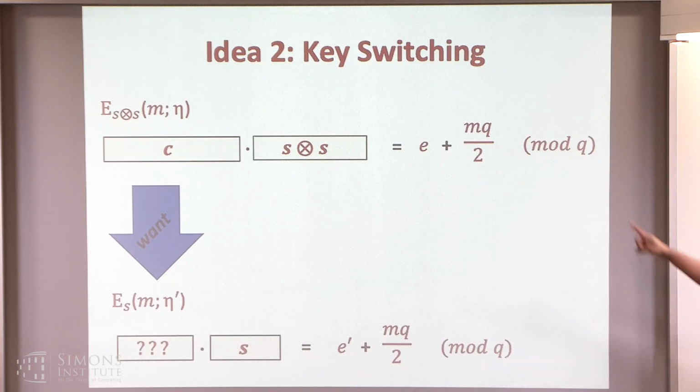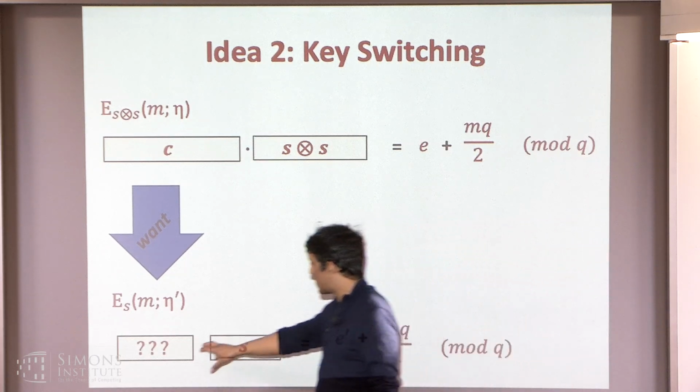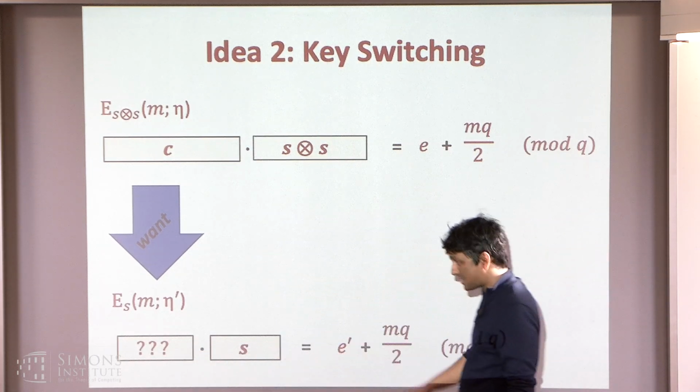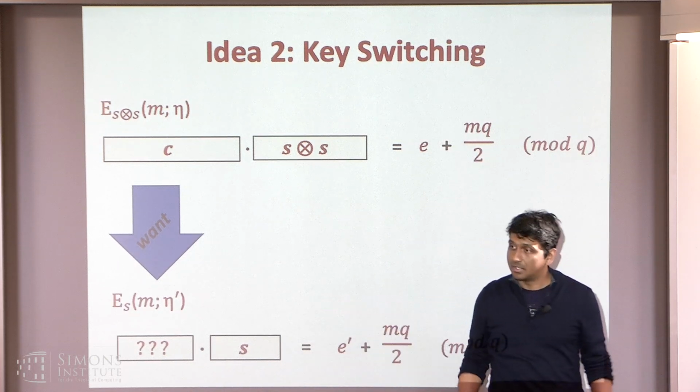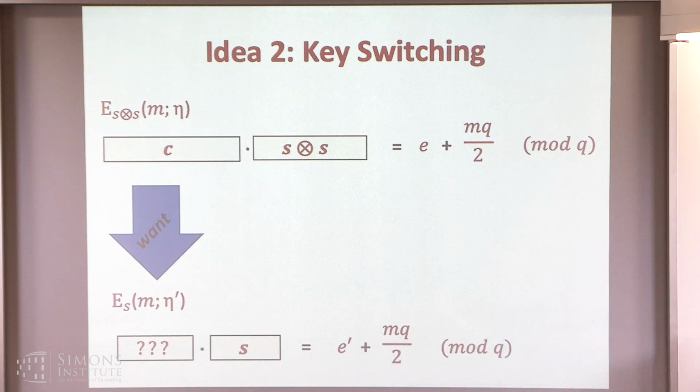All right, so again, what do I want to do? This is what I want to do. I want to come up with a ciphertext which, decrypted with S, is an encryption of the same message M under a shorter key. That's what I want to do. How do you do it?